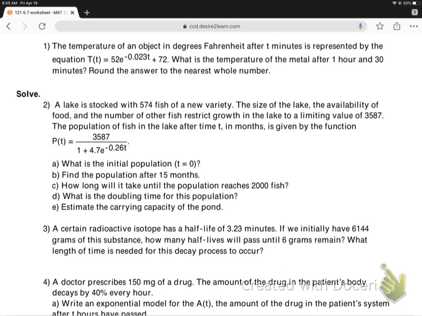Okay, let's take a look at these from 6.7, Applications. Now, this first question, an hour and 30 minutes is just 90 minutes. That's all you're going to do. Put t equals 90 and put that in your calculator. Just don't make mistakes.